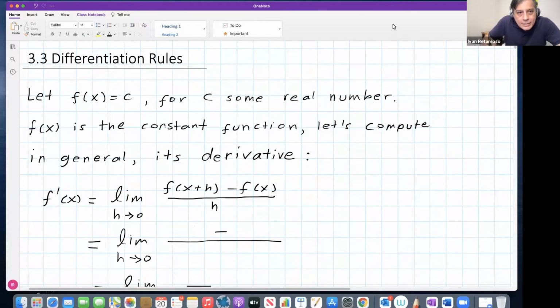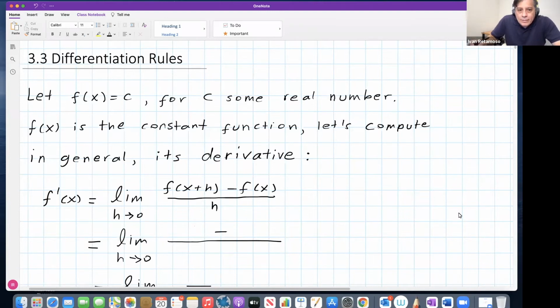Great, it's recording now. Section 3.3, differentiation rules. Today, we're going to talk about formulas for us to take derivatives efficiently so that we can go over applications. Remember, the derivative is the most important part of calculus, at least calculus 1. And we should have good formulas so that we can quickly get our derivative efficiently.